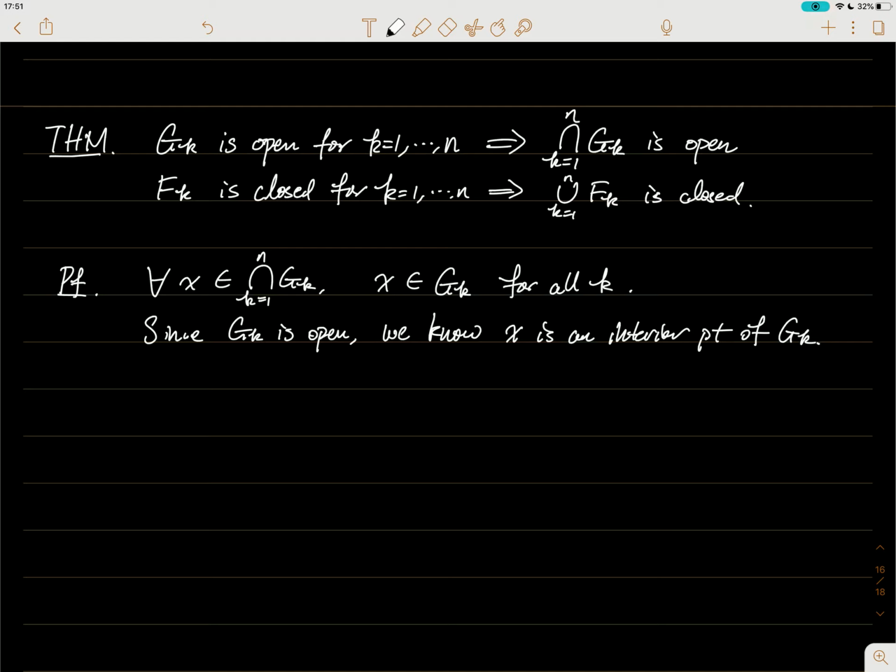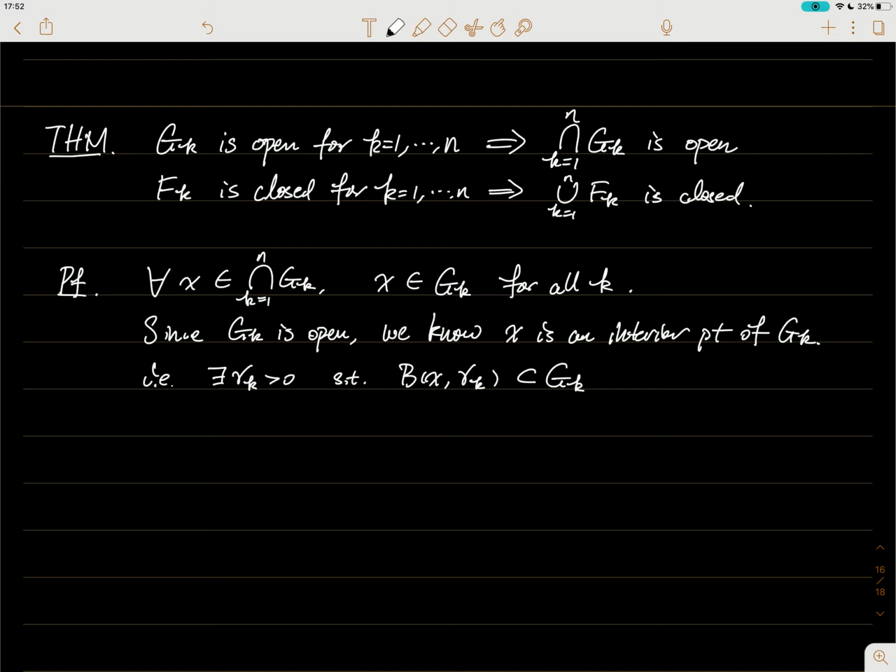So that means I can find some R_k greater than 0 such that the ball centered at x with the radius R_k should be contained in G_k. Okay, so for every k from 1 to n, I can find this R_k such that B(x, R_k), the ball centered at x with the radius R_k, is contained in G_k.